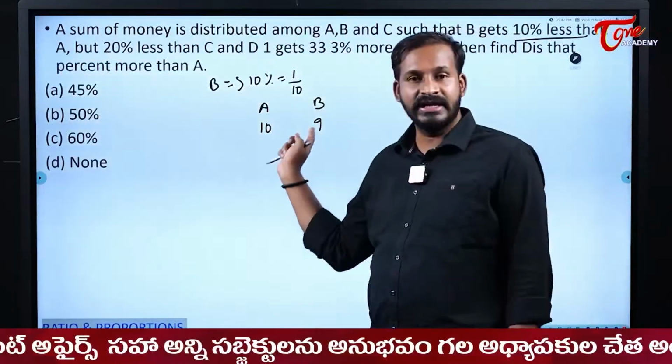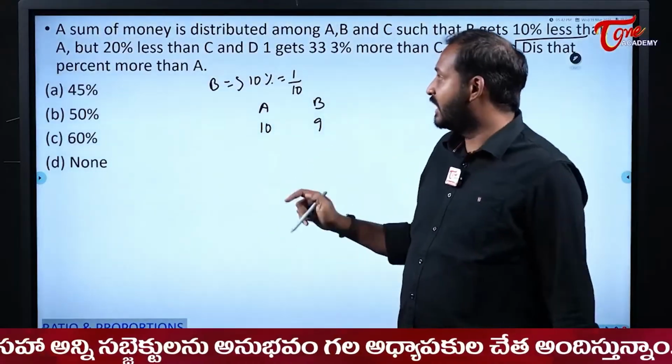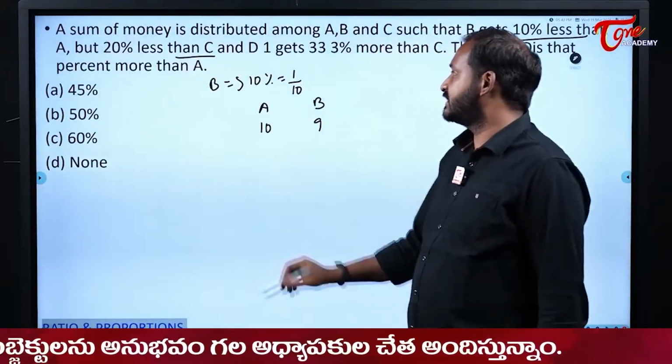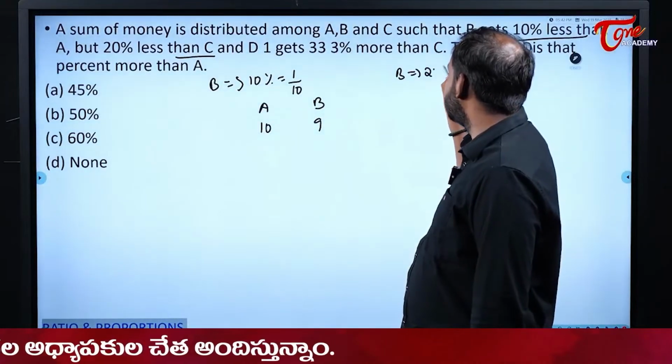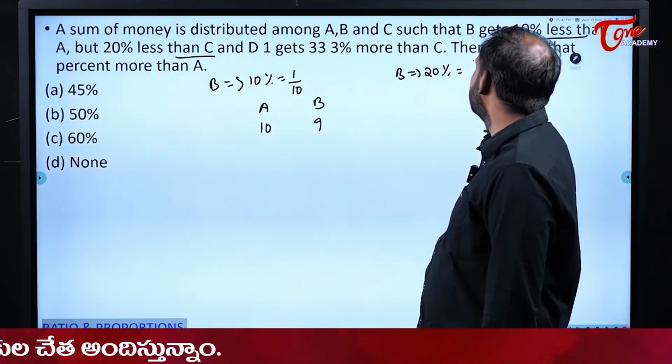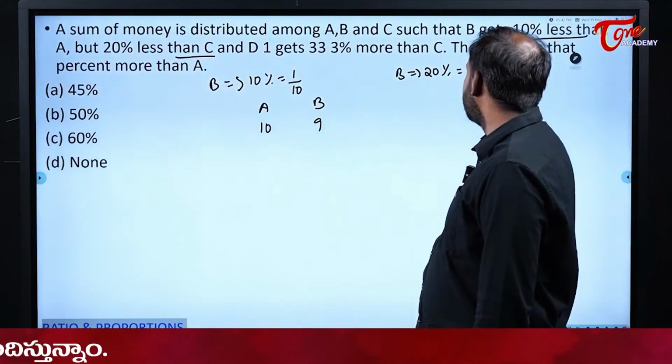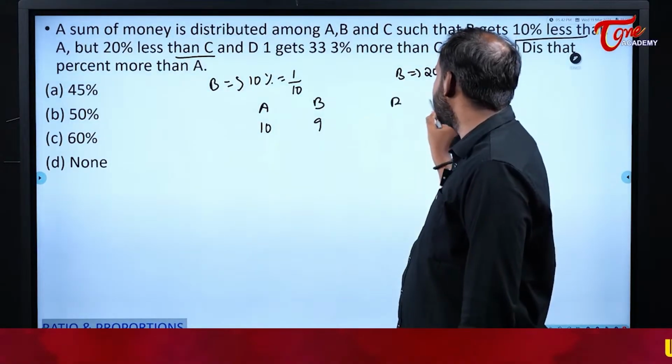Here it is less, so I will take A as 10 and B as 9. Next, B is 20% less than C. Okay, the same: B is getting 20% less than C. 20% means what? 1 by 5. That means B and C.